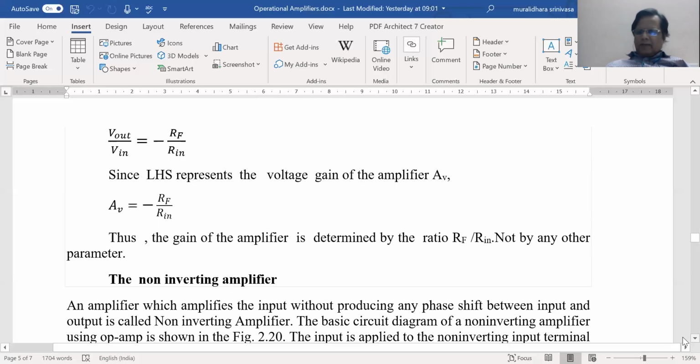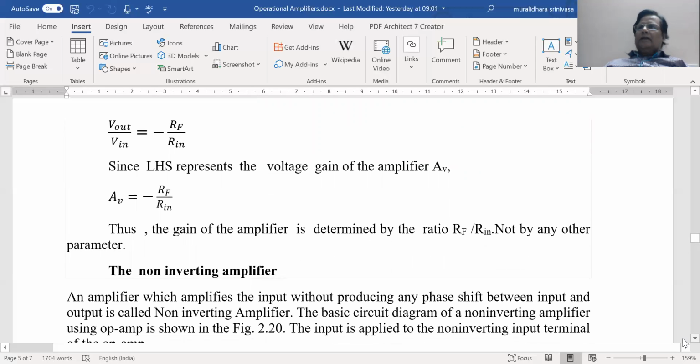So what can we say about the inverting amplifier? In the inverting amplifier, the input is present at the inverting terminal. Therefore, the output that is produced is 180 degrees out of phase. And the gain of the amplifier is simply given by the ratio RF by Rin.